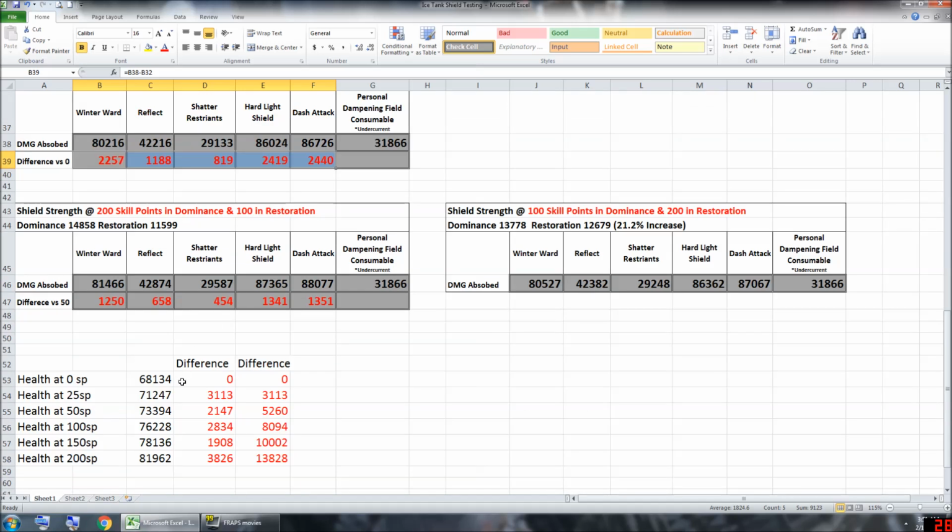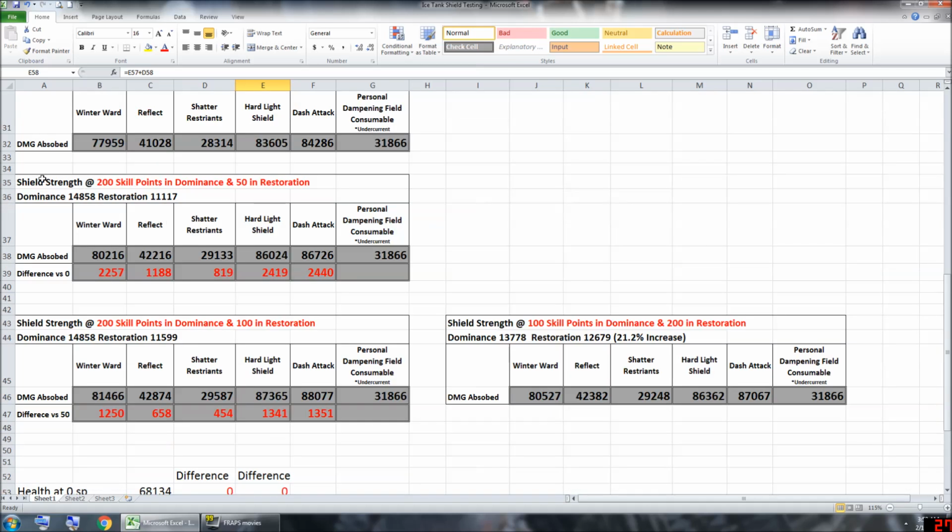And then after that, just put the rest in health. And then you'll see here the difference. 25 skill points, you get your 3,000, then another 2,000 to 5,000, then another 2,000 to 8,000, and then another 2,000 to 10,000. By the time you put 200 skill points into health, if you have enough to spec there, you get an extra 13,000 health, and you already have your shields as strong as they can go before you start to hit those diminishing rates of returns from putting in extra Resto.